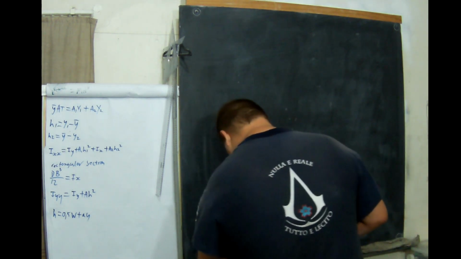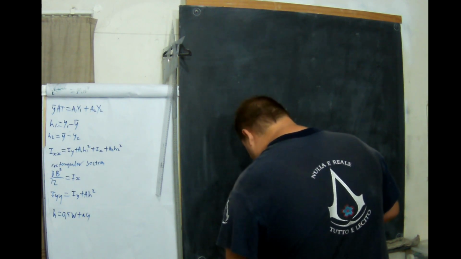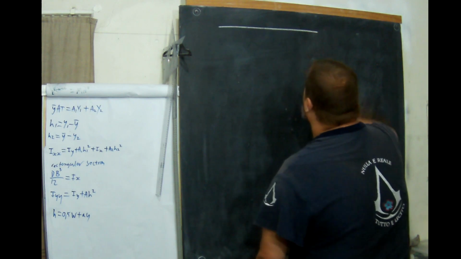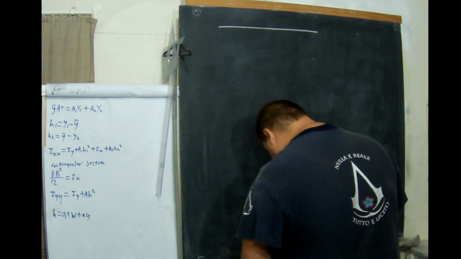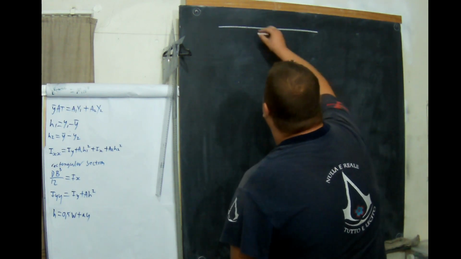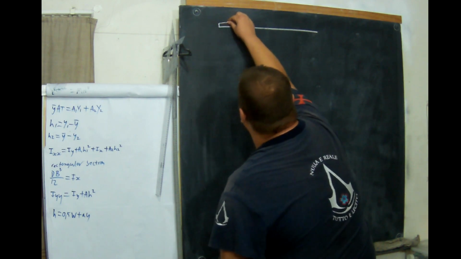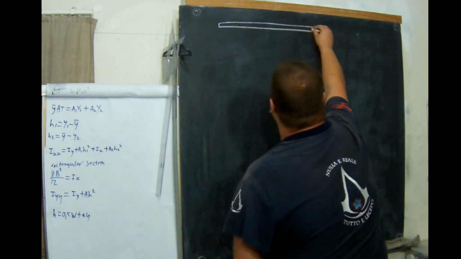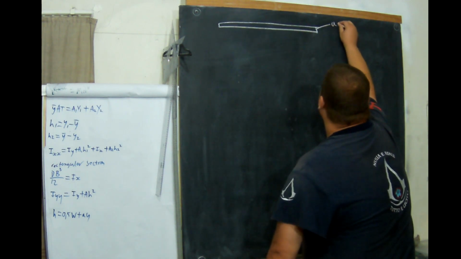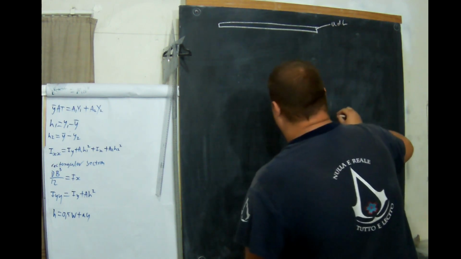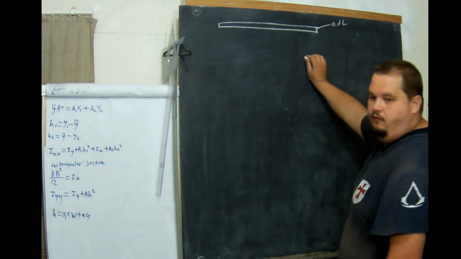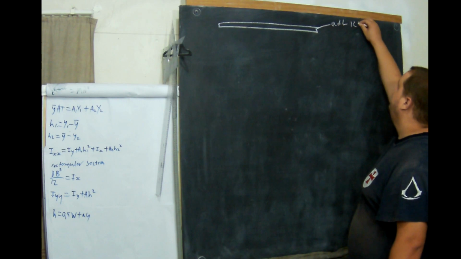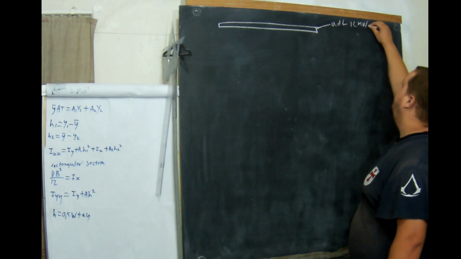Okay, this is a simply supported beam that has a UDL over its full length. UDL stands for uniformly distributed load. It's 12 kilonewtons per meter.